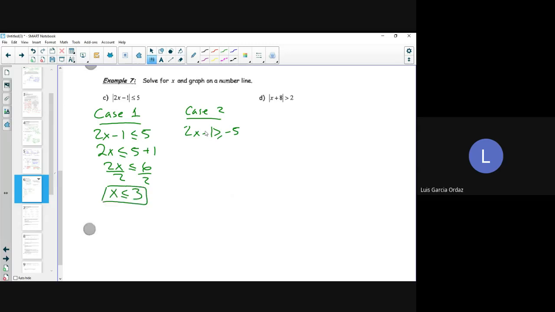And then we're going to do the other case, which is case 2. So we have 2x minus 1 is greater than or equal to negative 5.